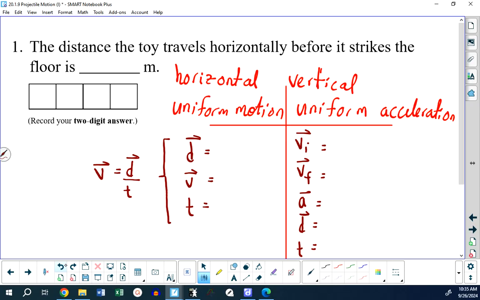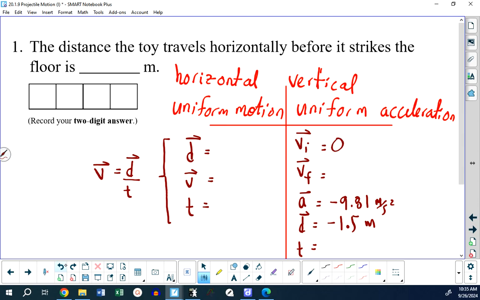So let's put the information from the question into this table. How tall is the table? 1.5 meters? That means the displacement of the object is going to be negative 1.5. The displacement of the car from the beginning to when it hits the floor is negative. For all the questions today and probably tomorrow, we don't need to use negatives, but we will later, so let's use them now. Well, we know the acceleration vertically, negative 9.81. We know VI here. What's VI?